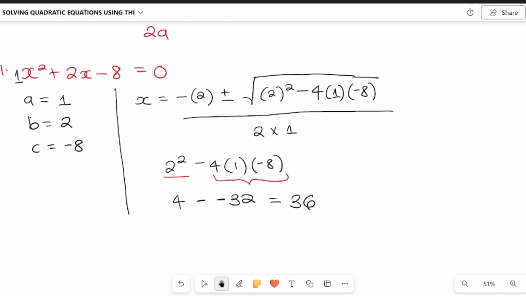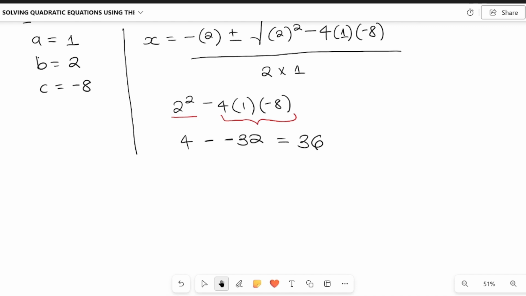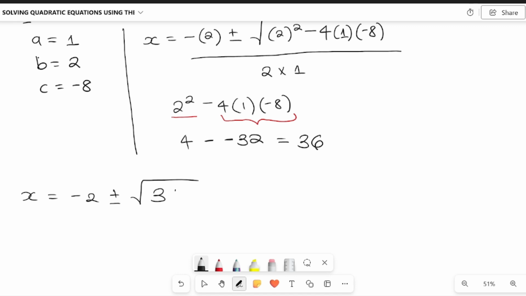So therefore, we can rewrite our equation as now being x equals negative 2 plus or minus the square root of 36 all over 2. Now, what is the square root of 36? The square root of 36 is 6. So this can be written as x equals negative 2 plus or minus 6 all over 2.